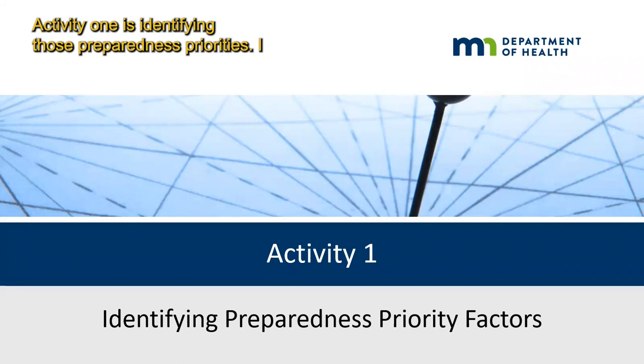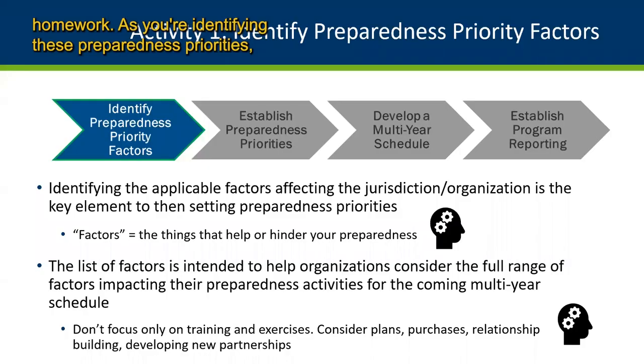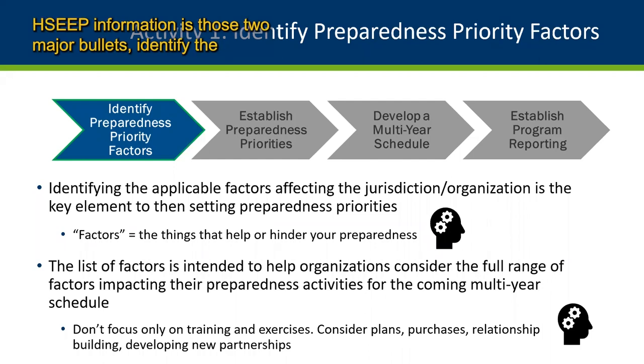Activity 1 is identifying those preparedness priorities. I just said a minute ago, you might want to have some people do some homework. So let me give you a little bit about what that is, and it might give you some ideas for how to assign that homework. As you're identifying those preparedness priorities, you're looking at those factors, as I said, that hinder preparedness or hinder response within an organization. The HCEP information is those 2 major bullets.